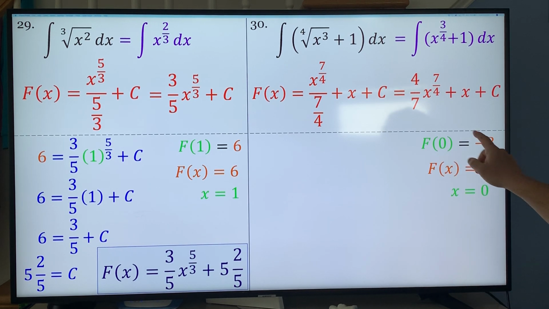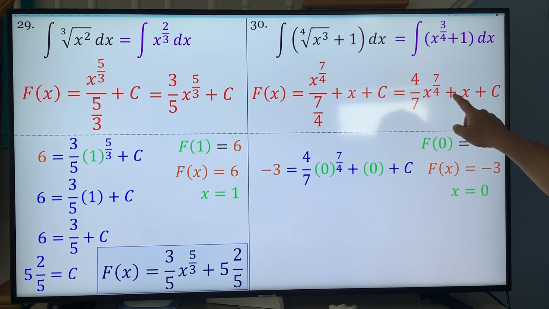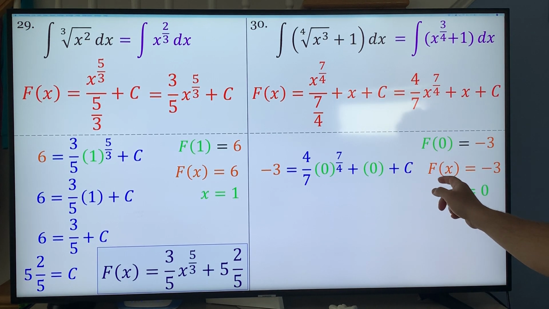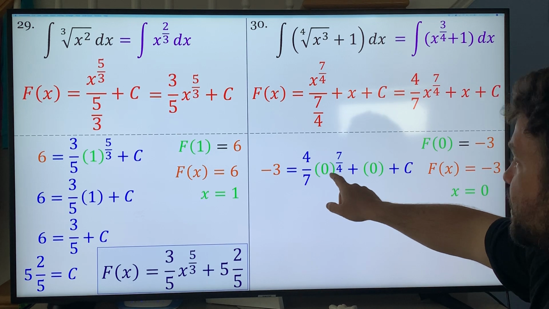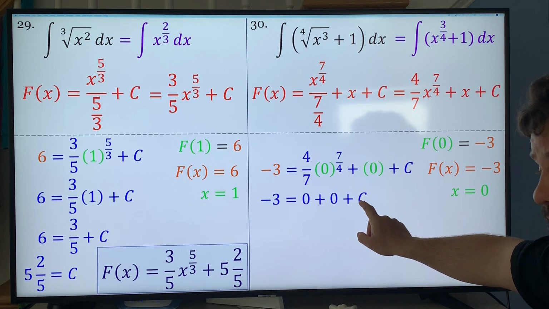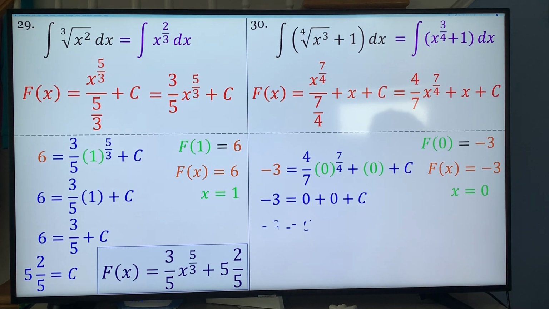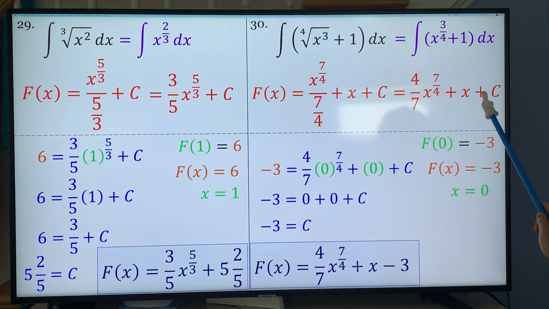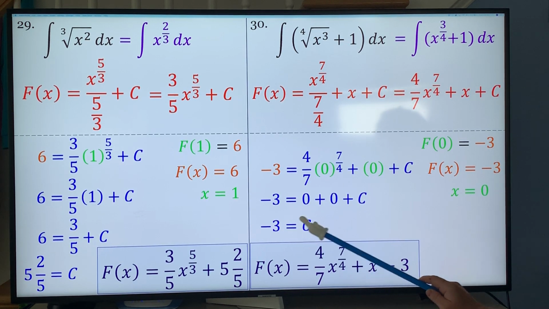F of x is negative 3. So negative 3 equals 4 over 7 times 0 to the 7/4 plus 0 plus c. You have to plug in 0 for every x, for both x's. Okay? Got it? Anything times 0 is 0. So negative 3 equals 0 plus 0 plus c. So what does c equal? Negative 3. Plug it in. F of x equals 4 over 7 x to the 7/4 plus x plus negative 3, or just minus 3. There you go. That's it.